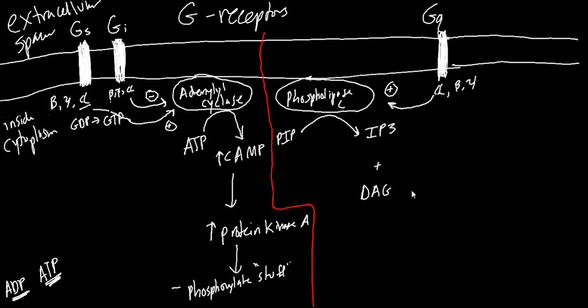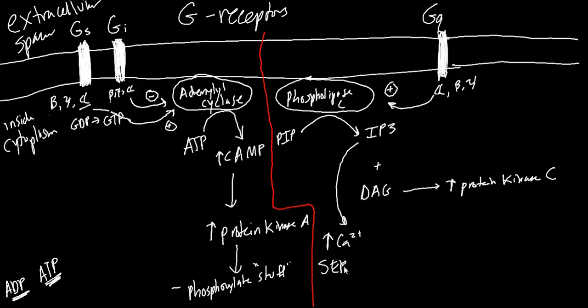Now, each one of these is going to go off and do its own thing. So this is going to go and increase protein kinase C. Protein kinase C. You're saying to yourself, where have I heard that before? Protein kinase! Remember I said protein kinase is going to go off and phosphorylate stuff. This is going to go off and phosphorylate stuff. IP3, on the other hand, is going to increase calcium release. Calcium is going to be stored in your smooth endoplasmic reticulum in most cases. It might be stored in other places, however, think smooth endoplasmic reticulum is going to release some of its calcium.